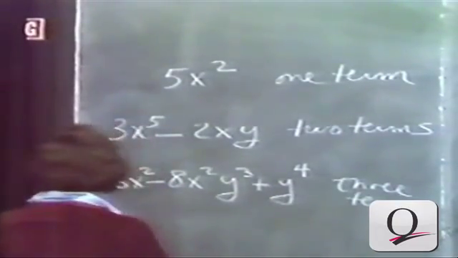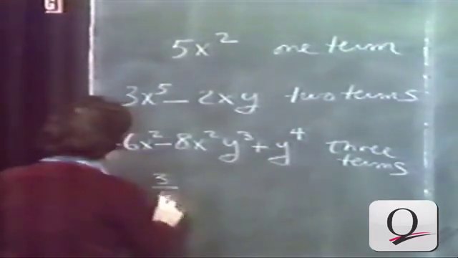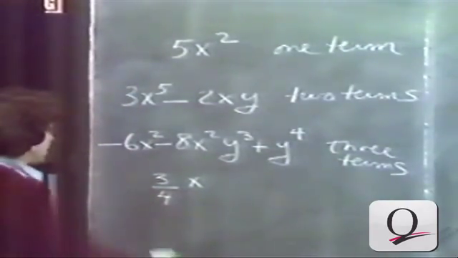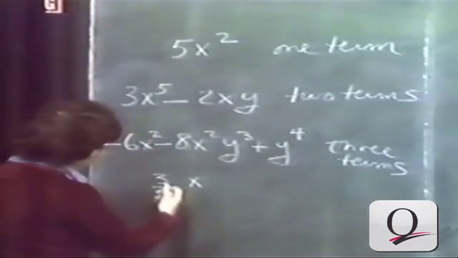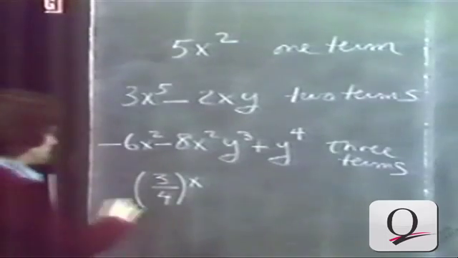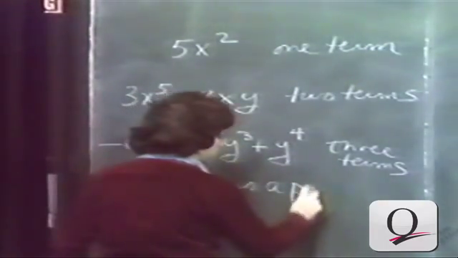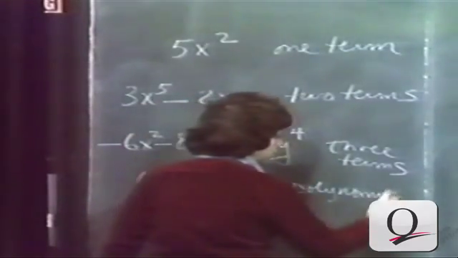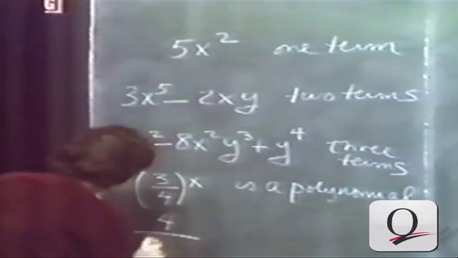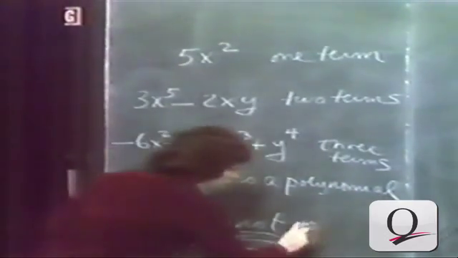Now let's look at 3/4 x. This is a monomial. It's a one-term polynomial. Don't get confused with what looks like division. This is really the constant 3/4 times the variable x. So this is a polynomial. But 4/3x is not a polynomial.